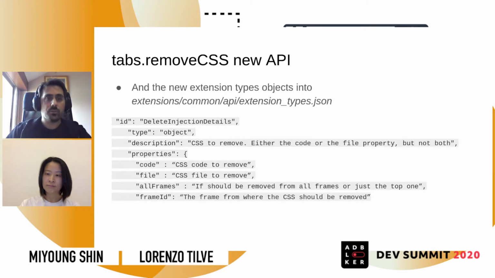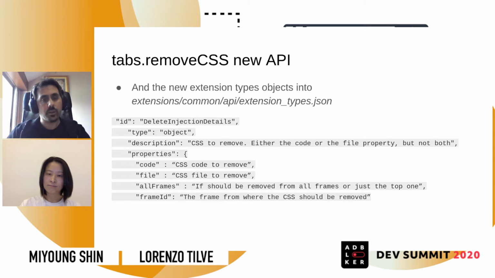It also needs to define the object with injection details that, again, has the description, the selector that has to be removed, the file that is going to be used, and a couple of params to identify whether it should be removed from all frames or just the top one.